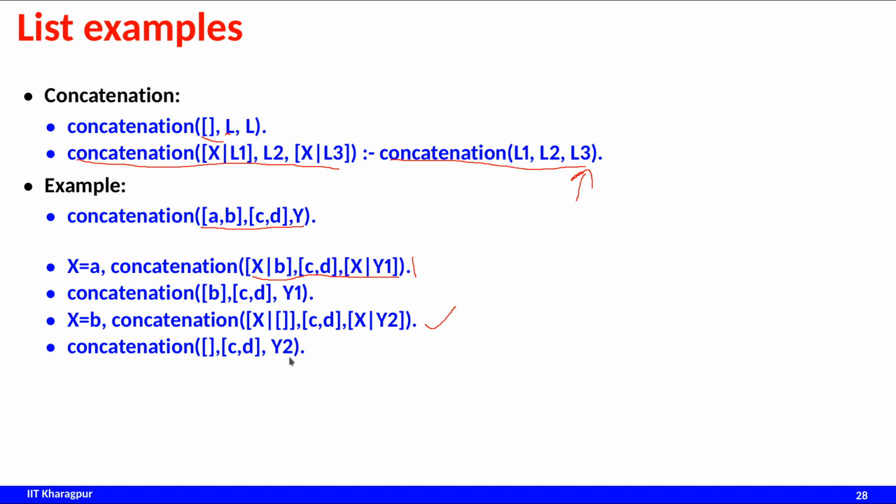So effectively the concatenation of an empty list, cd and y2. And if we do one more step, then this rule matches with this one. Effectively I will get back y2 as cd. So if y2 is cd, then this list y1 that we have represented as x y2 will be bcd, and x and y1 will be abcd.